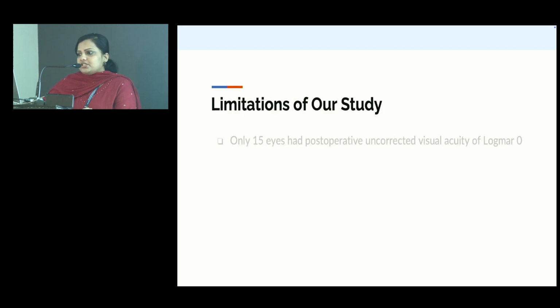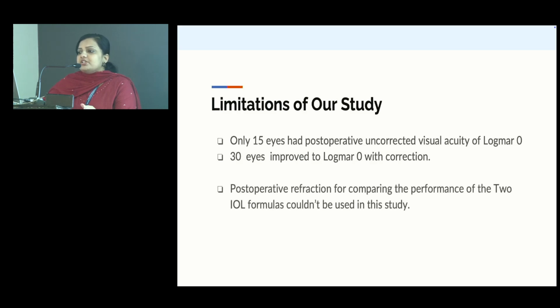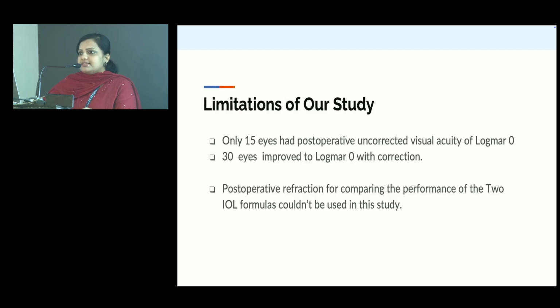We had our limitations. We had only 15 eyes with postoperative uncorrected visual acuity of logMAR 0. 30 eyes improved to logMAR 0 with correction. So we couldn't use the postoperative refraction for comparing the performance of the two IOL formulas in this study.